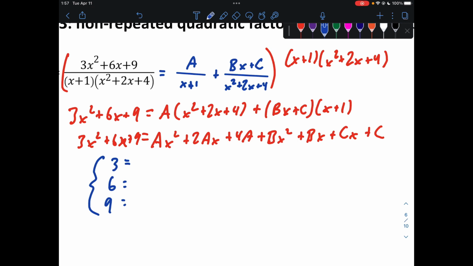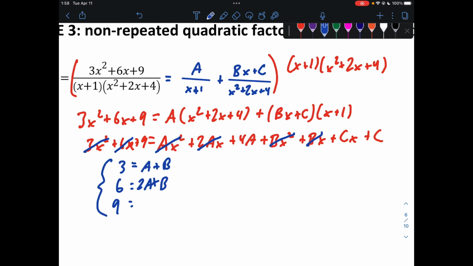So x squareds, right? We have the x squareds. 3 would be a plus b. Sometimes it helps me if I cancel them out when I use them. First power terms, 6 would be 2a plus b plus c. And then 9 would equal 4a plus c.